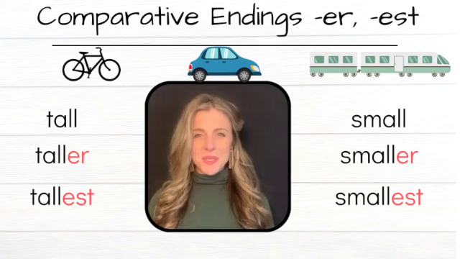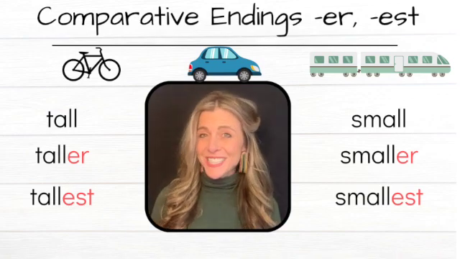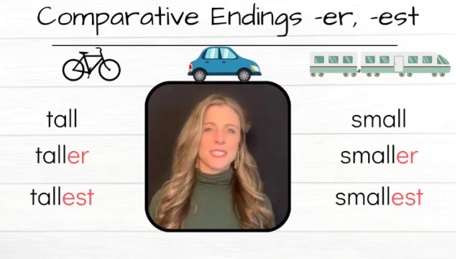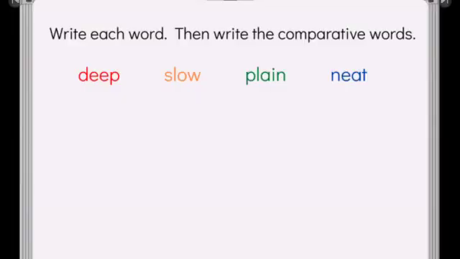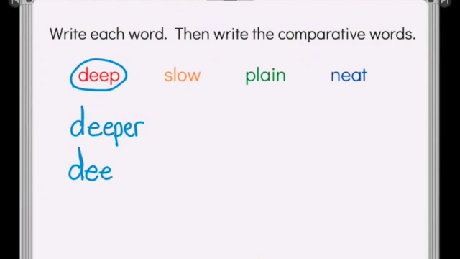All right, grab something to write with. Pause the video if you need to, because we're going to get busy doing some writing of comparative words. So you've got something to write with. Here's what you're going to do. First thing is to write each word. Start with the word deep. Write that on your paper, and then write the comparative words using that word. So you've written deep. Now we'll write deeper and deepest.